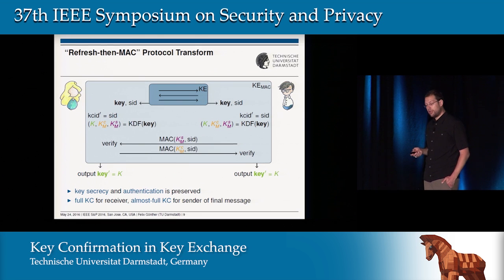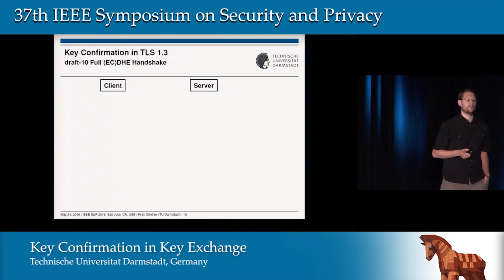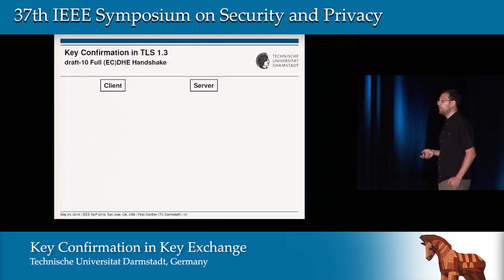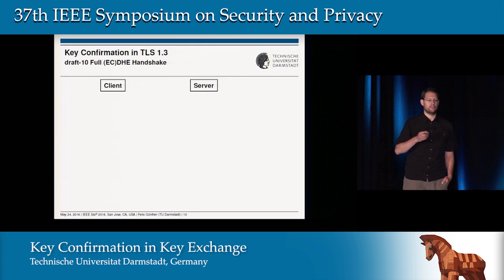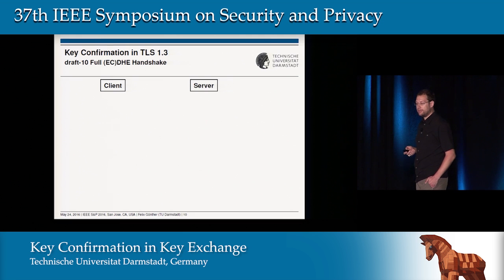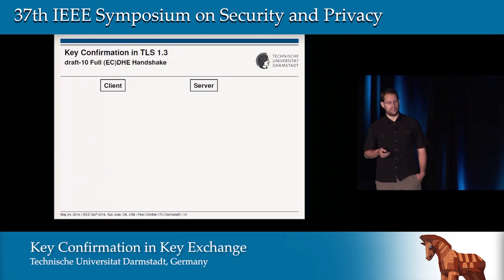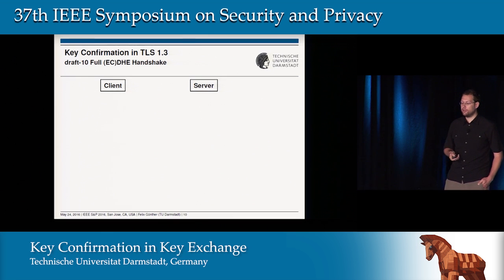All right, so now let's look into what we can say about key confirmation in TLS 1.3. More specifically, we looked into draft 10. This was a version out there around October last year. And we look into the main handshake, which is a Diffie-Hellman-based handshake, so key exchange protocol in TLS. And you don't have to know or understand all the details of the protocol. The main ideas of this handshake are as follows.